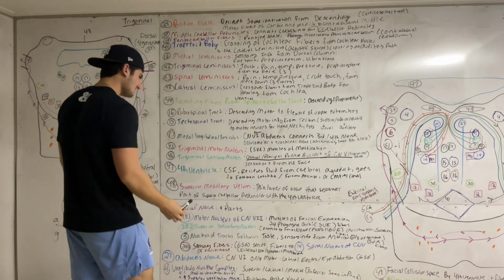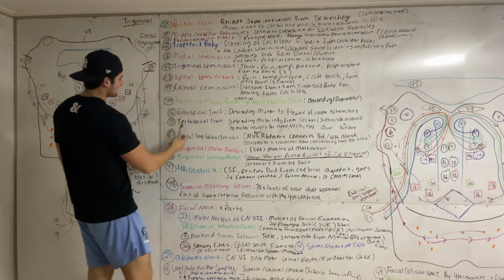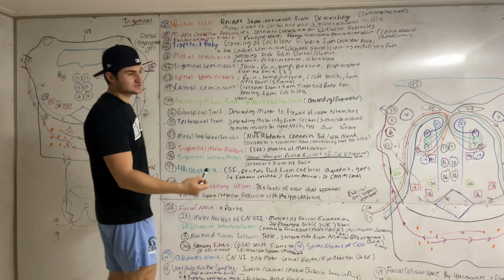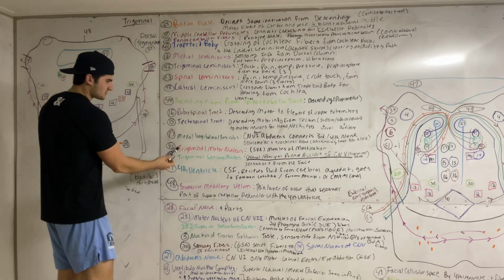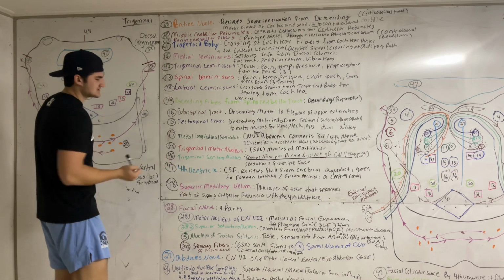Now, that covers the first half of these structures. It's really not too bad. The pons is really not that bad. Now, number 45, right? Number 45 and 46.